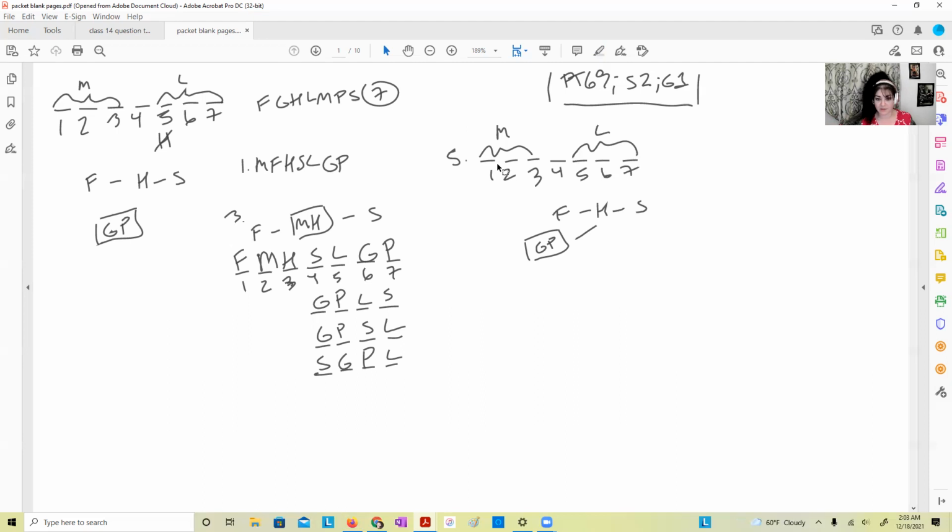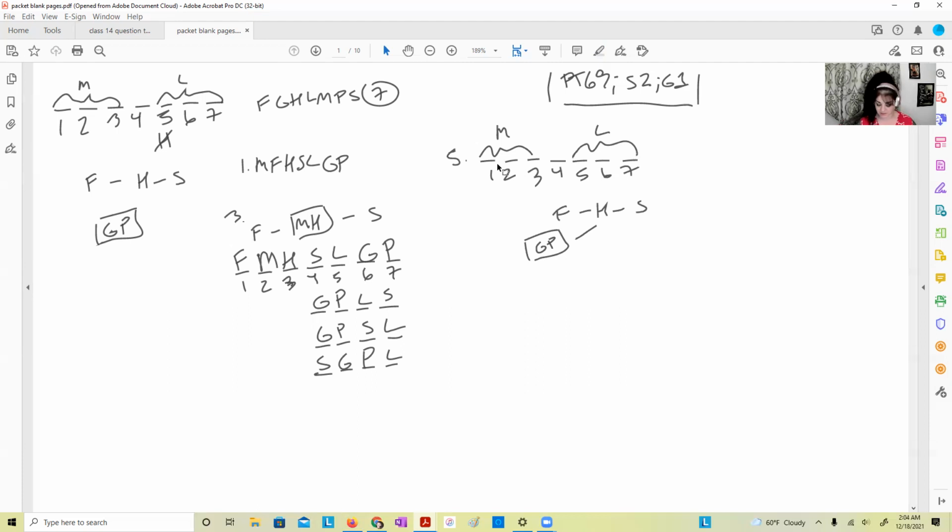Could G be written third? It looks like that would be fine. Could G be third? Yes. Because G and P could be 3 and 4, and M could be 2, and F could be 1. That would work. Could H be 6? I don't see why not. We could have H and then S, and then L would have to be 5. That would work.